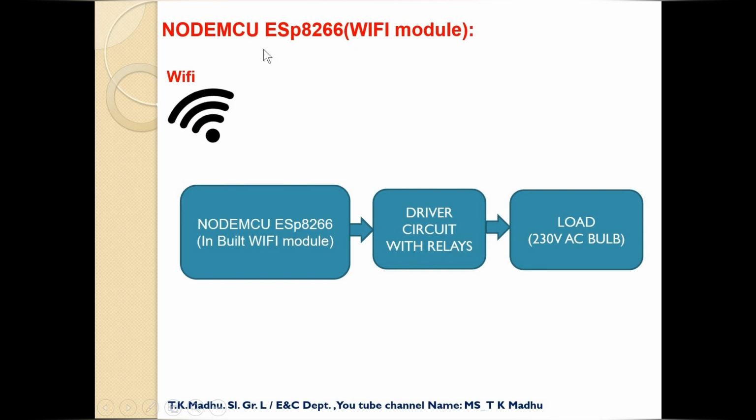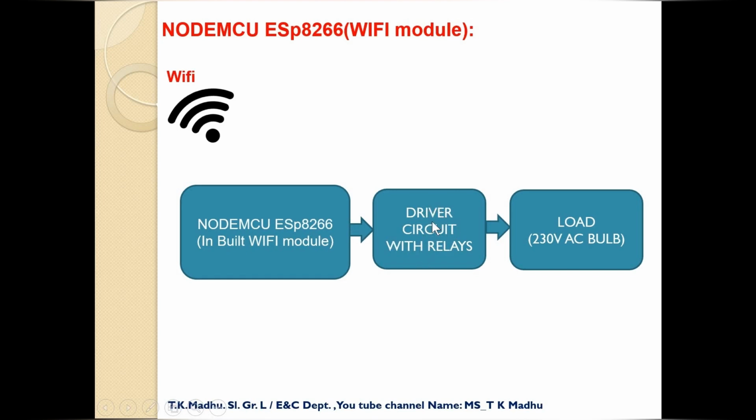So this is the block diagram to implement the IoT platform to switch some loads on and off. Here we need a Wi-Fi for this board, or we can use a hotspot also. So I have shown that Wi-Fi is required. Then the block diagram is here. NodeMCU ESP8266 is a microcontroller with an inbuilt Wi-Fi module, and the output of this we have to connect to the driver circuit with relays.